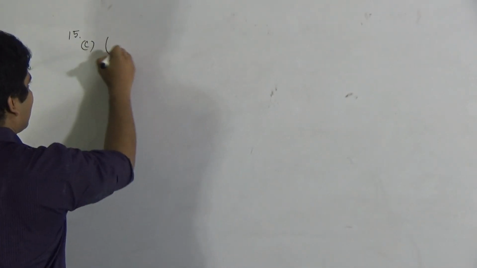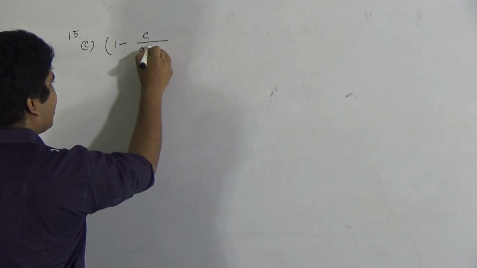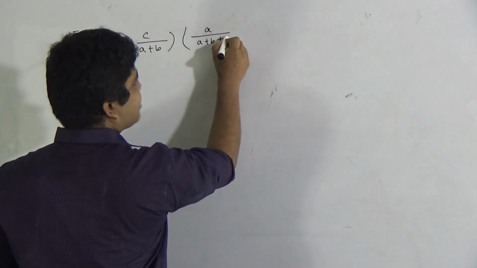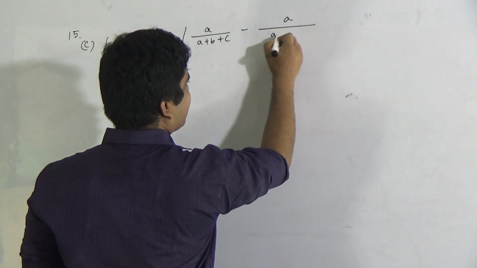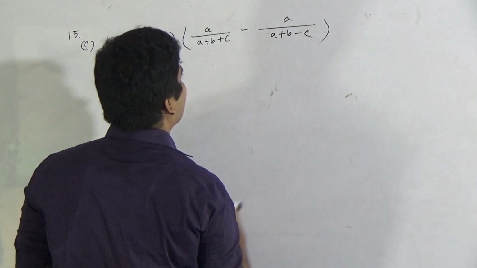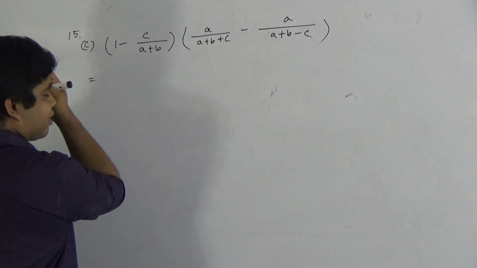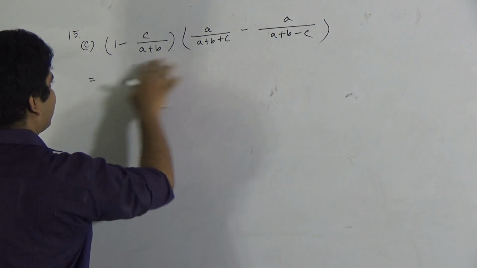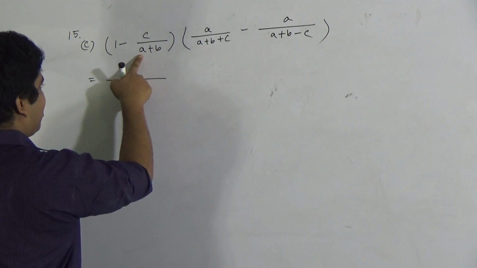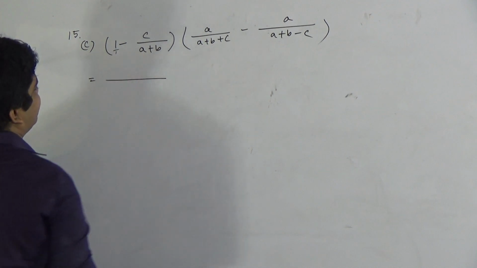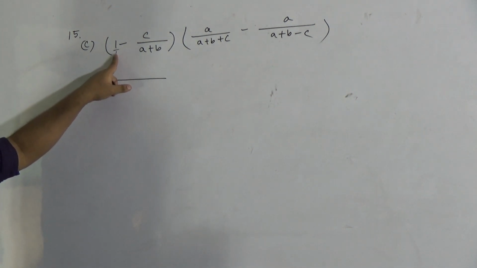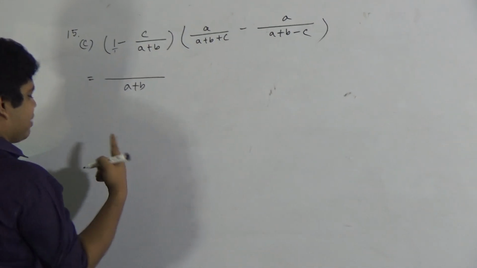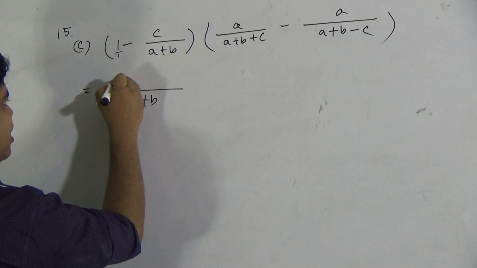So it is (1 minus C by A plus B) into (A by A plus B plus C minus A by A plus B minus C). So my dear students, first of all, we do the work in the first bracket. That means here this one and this one. It is the LCM. LCM of these two fractions, that means this number has a denominator which is 1, and LCM of 1 and A plus B is A plus B. So we divide A plus B by 1 and we get A plus B. That A plus B is multiplied with 1 and we get A plus B.